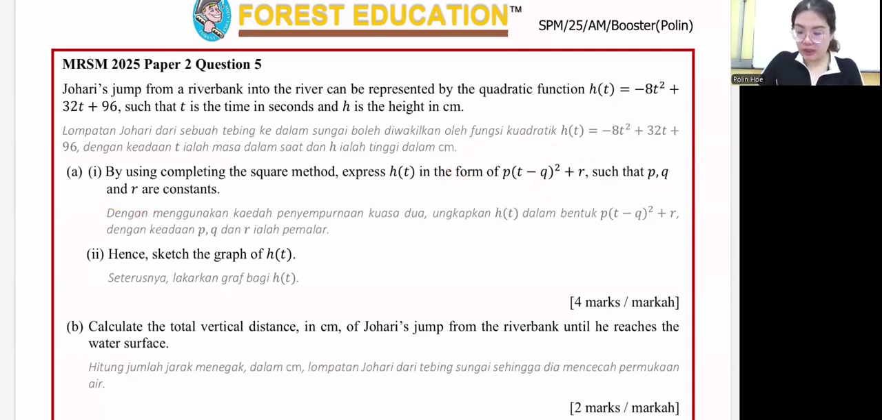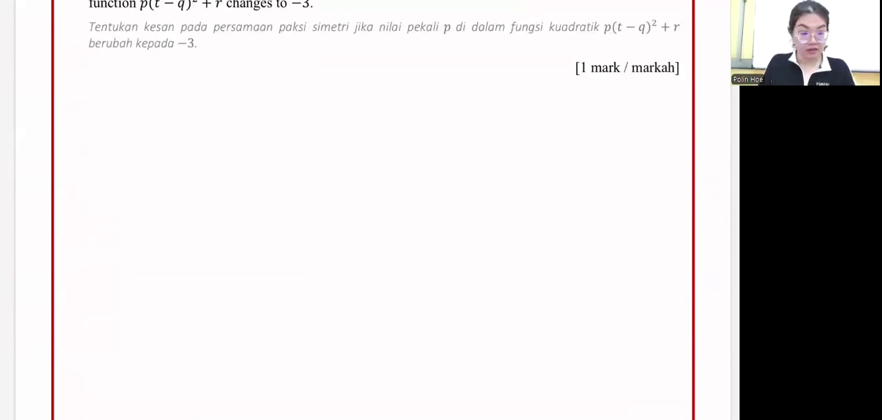I do not want you to tell me what your p, q, and r are. I just want you to write it out like this only. Okay? So you just do a very simple completing the square. And the second part, hence, sketch the graph. If you see these two parts add up to 4 marks, it means you don't actually need lots of information for the sketching. Okay? So now, it's your turn, my dear.